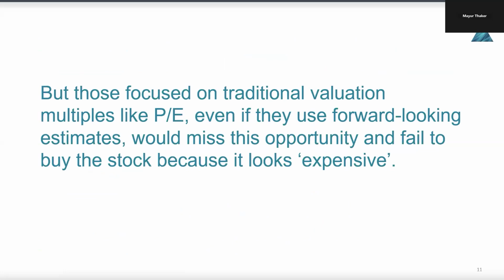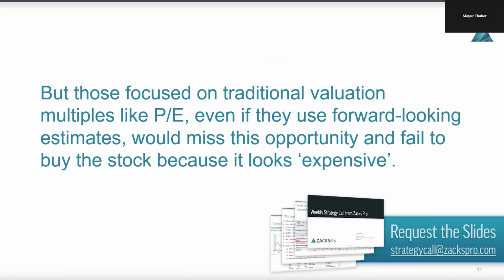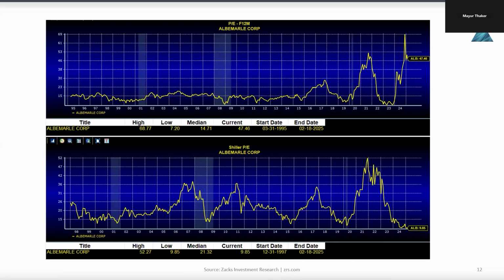But those that are focused on traditional valuation multiples like PE, even if they use forward-looking estimates, would miss this opportunity and fail to buy the stock because it still looks expensive, despite the fact that shares are down 50% over the last year and a half. And here is a direct chart that compares the two. If you look at the top chart, that is the forward PE. And despite this drop in the stock price, the PE multiple has expanded. And it's actually at basically 30-year highs at a 47 multiple to this year's earnings.